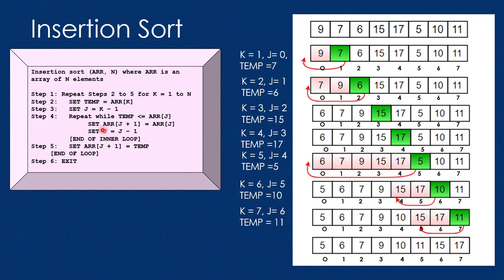Like how it is done? AR of j plus 1 equal to AR of j. So in place of AR of j plus 1, you are putting AR of j. And now we have j equal to j minus 1. So j is equal to minus 1, because previous j value is 0 and j is equal to j minus 1 means j is equal to minus 1. So in place of AR of j plus 1, means AR of minus 1 plus 1, which is 0, what we are going to put? Temp. So here temp is what? 5. So this is how your insertion sort works.